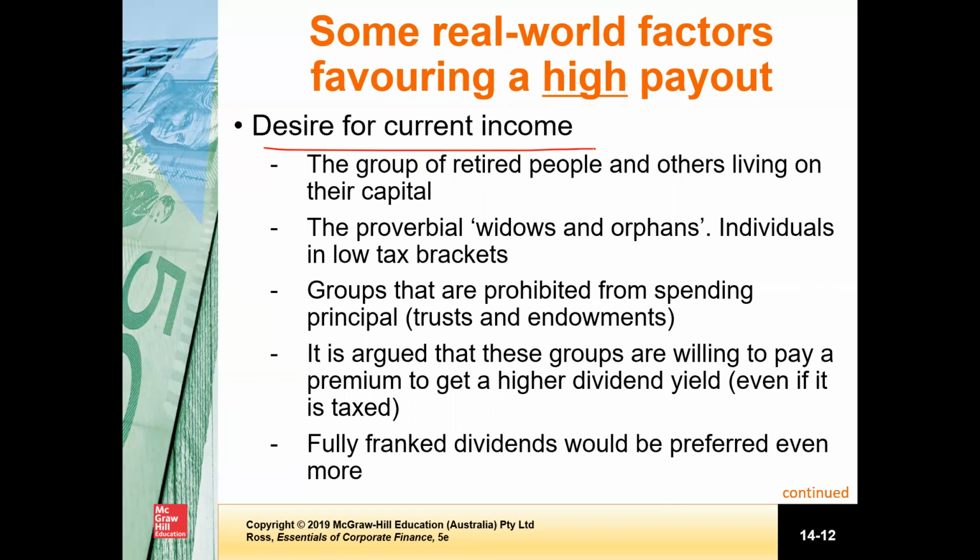First of all, desire for current income. It has been argued that many individuals desire current income. The classic example is the group of retired people or others living on their capital. It is argued that this group is willing to pay a premium to get a higher dividend yield, even if it is taxed, and fully franked dividends would be preferred even more. Okay, so retired people or the people who live on the income generated from their investment, they would want higher dividend.